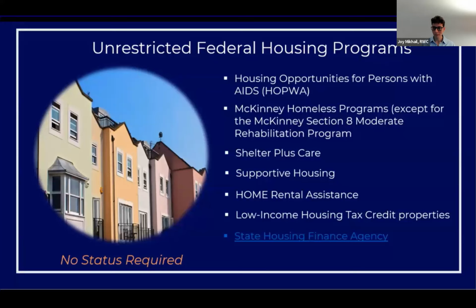Now, depending on the state you live in, there may be additional housing programs that are available for clients to apply for, such as state public housing for elders and people with disabilities. I do recommend contacting your state housing finance agency for additional resources and programs. And this link will be available for you as well.